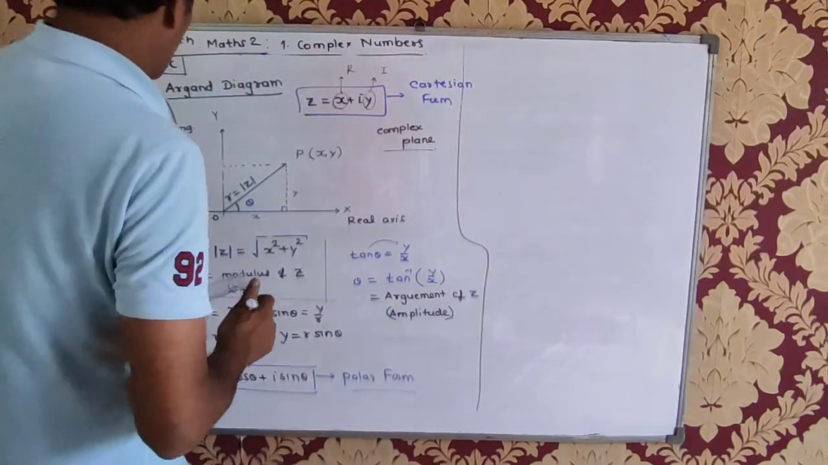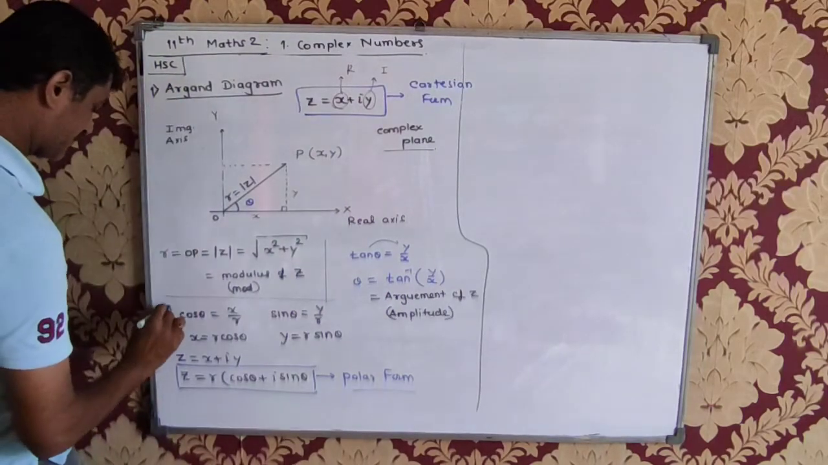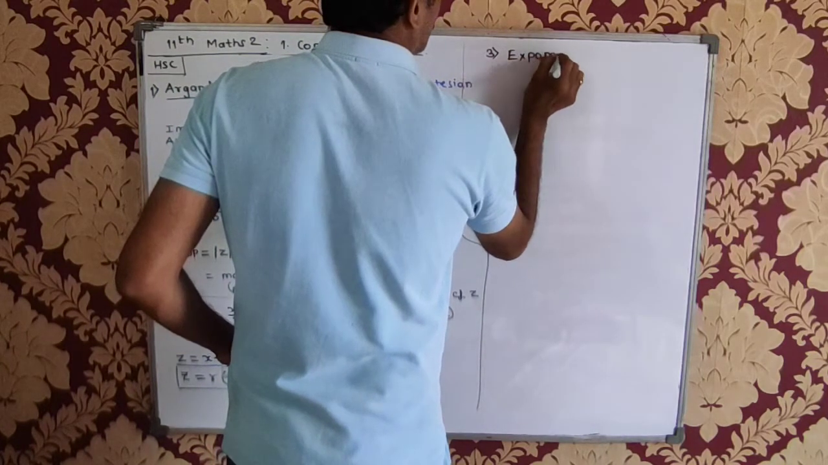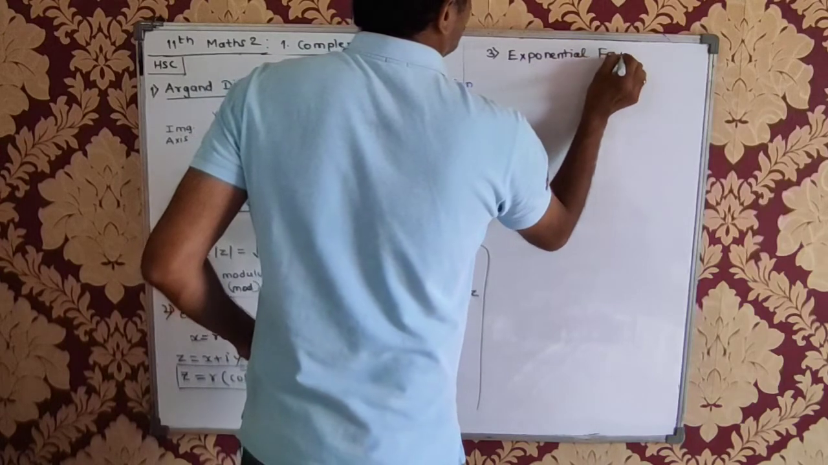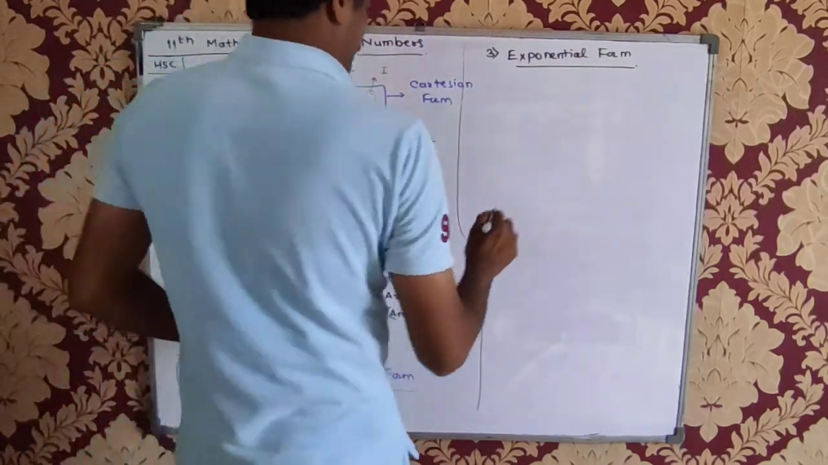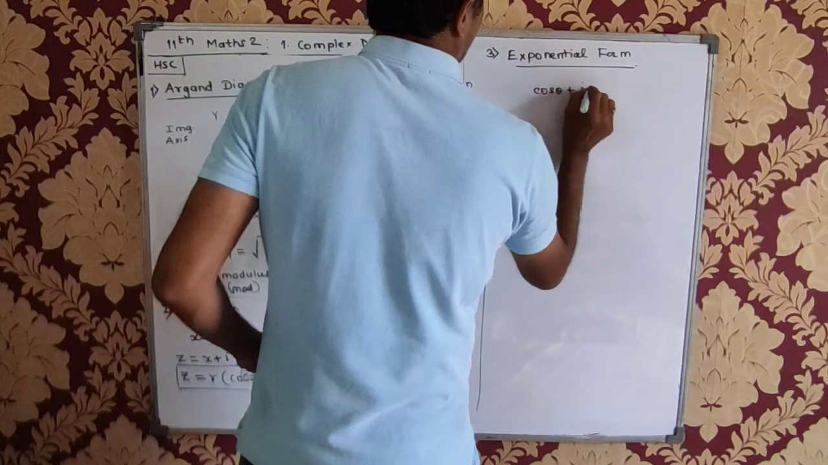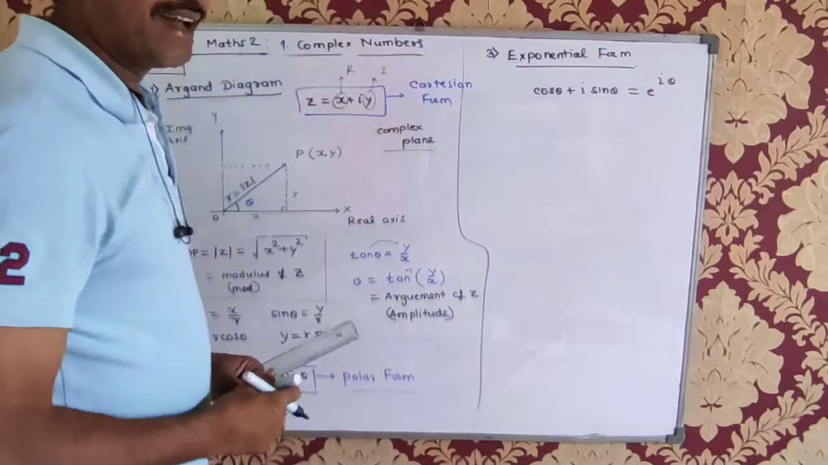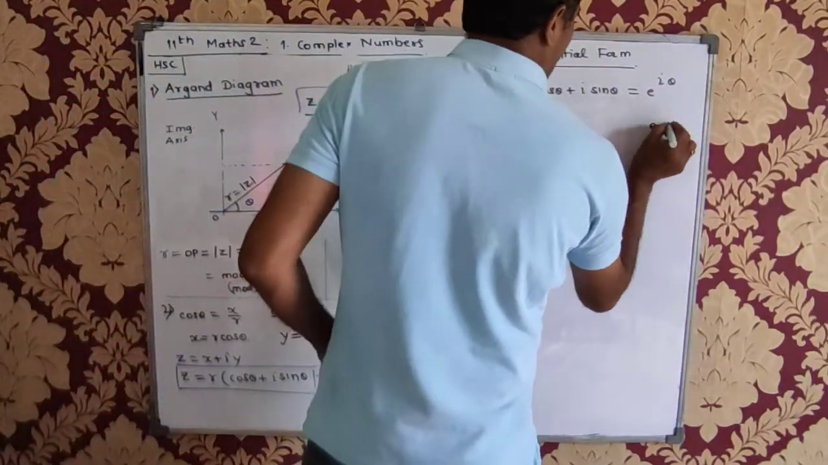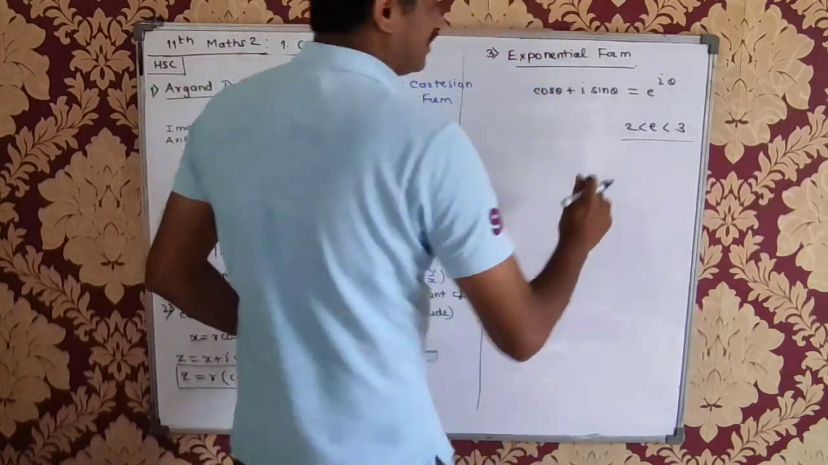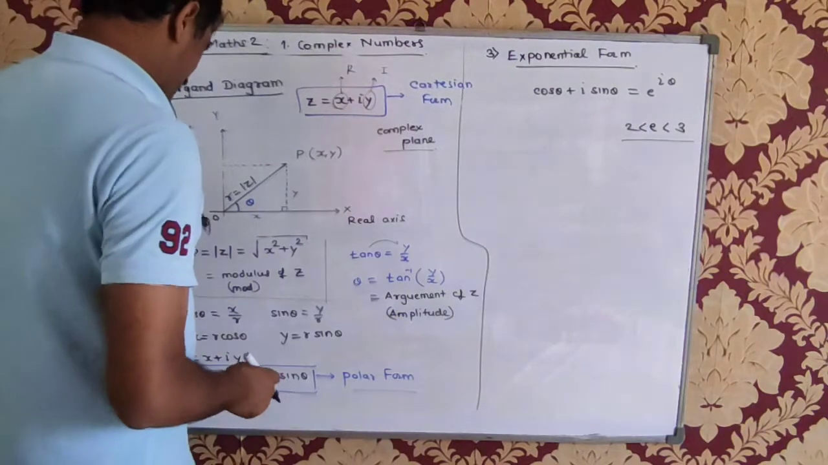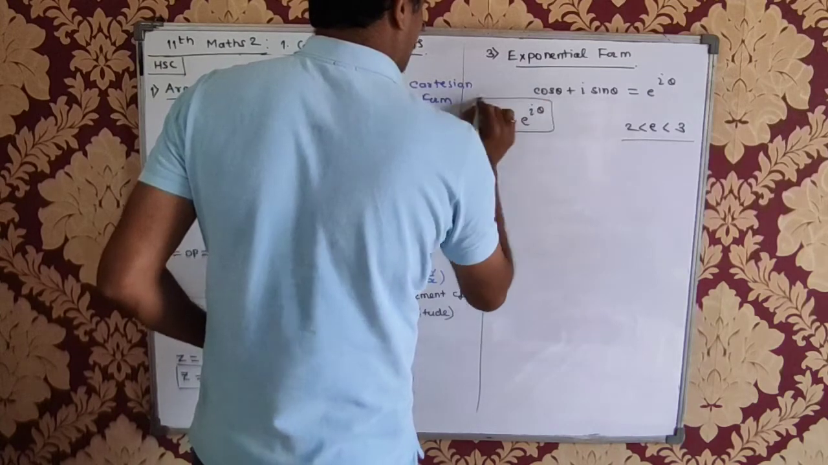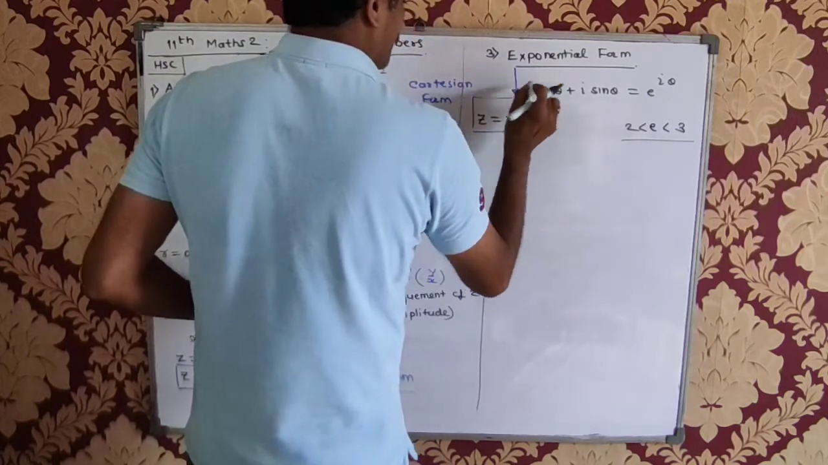Okay. There is one more form of complex number, which is called the exponential form of complex number, in which this cos theta plus i times sin theta, we will denote by e raised to i theta. E is a number which lies between 2 and 3, and we'll be seeing this in greater detail in the chapter on logarithms. Therefore, if I substitute here, z will become r into e raised to i theta. This is called the exponential form of complex numbers.